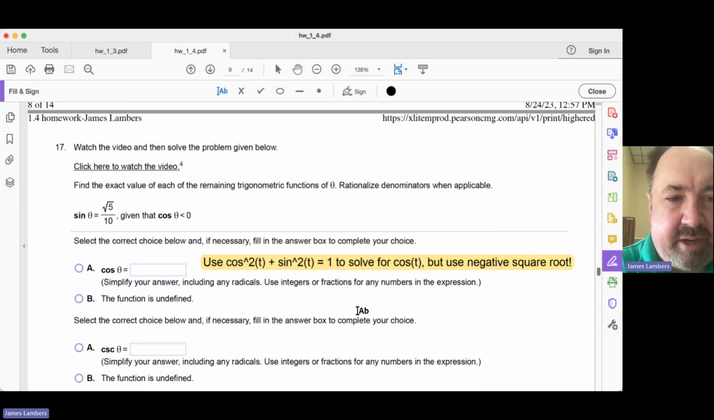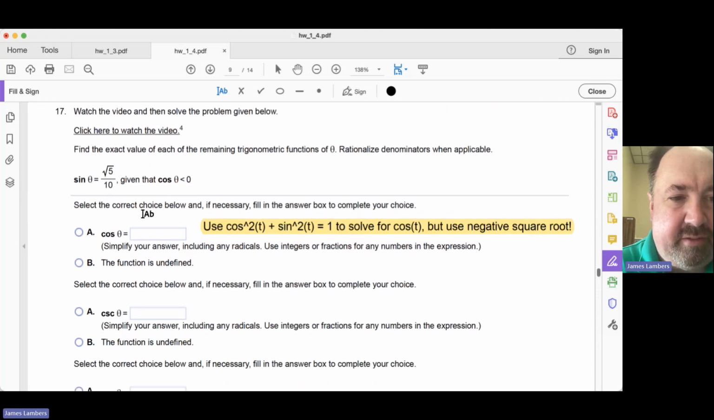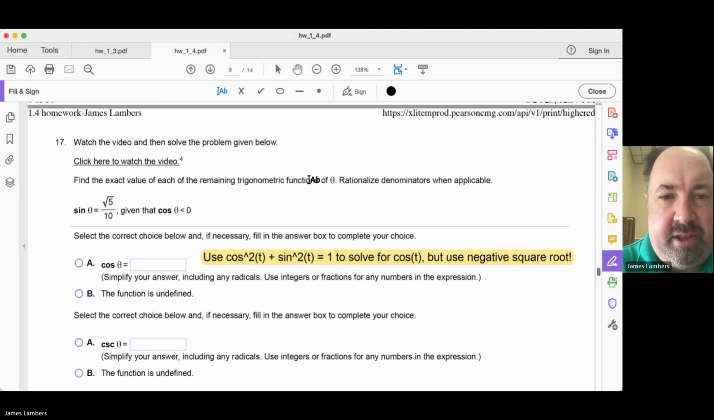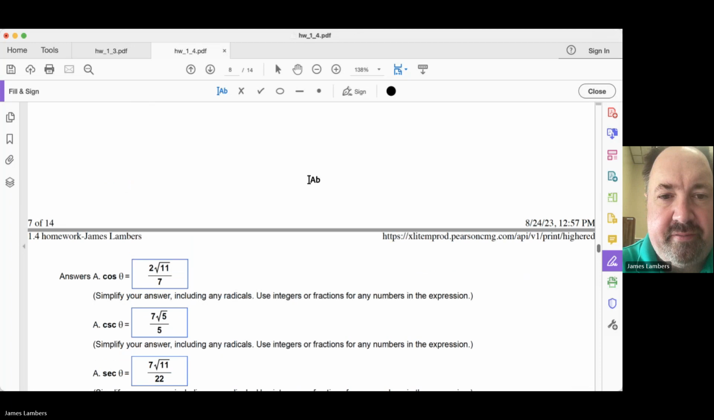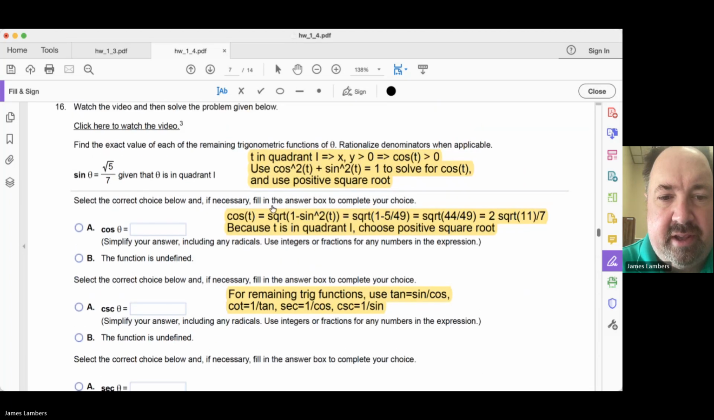Okay, this is the same kind of problem. You're given the value of sine at a certain angle. Here you're not told a quadrant, but you are told that cosine is negative. So in this case, you're going to use the same tactic as before. You can use this identity and rearrange it to solve for cosine of theta. So if we go back to that, this is what you're going to use.